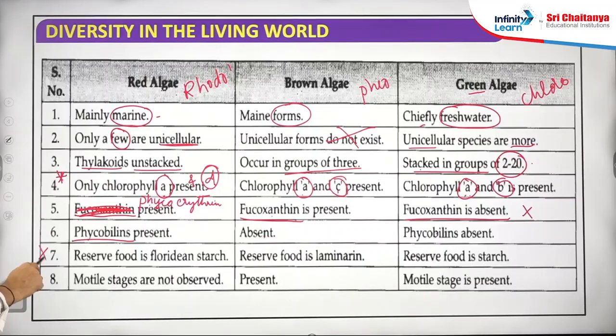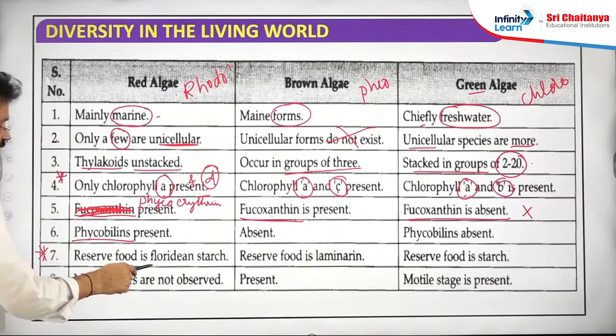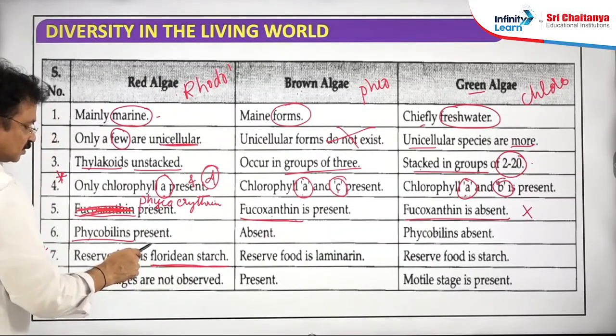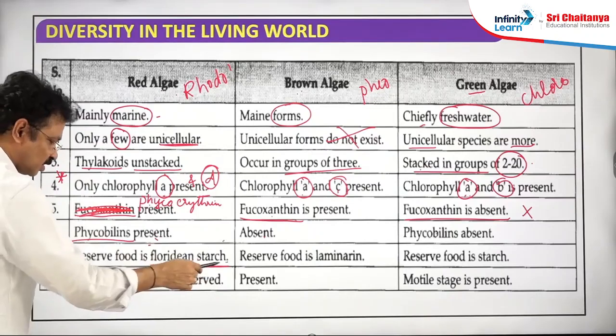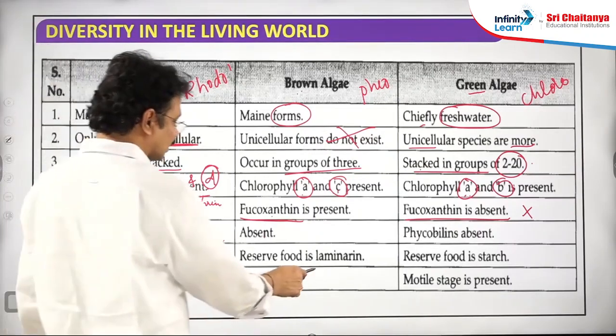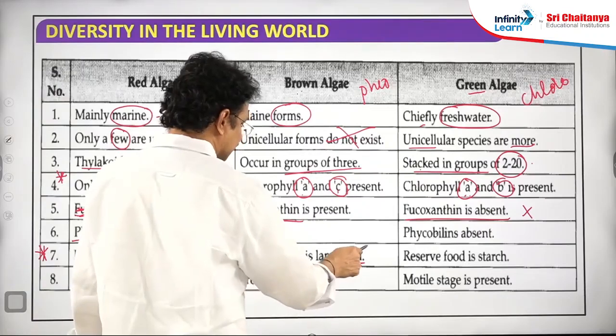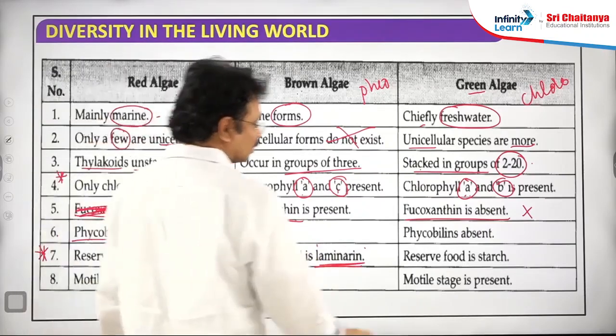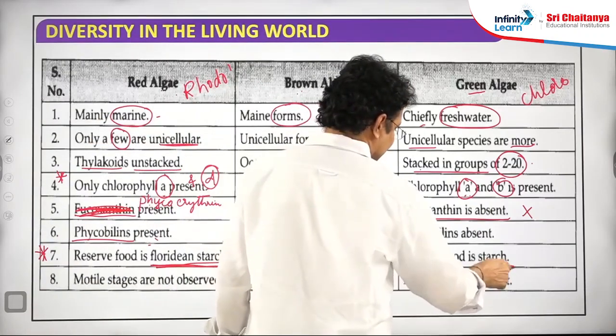Another important character, seventh point: reserve food. Made of Floridian starch. The excess amount of food is stored in the form of Floridian starch, whereas in brown algae, laminarin is the name of the food material. In the majority of the remaining algae, the green algae, it is starch.